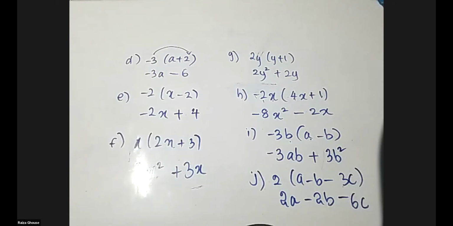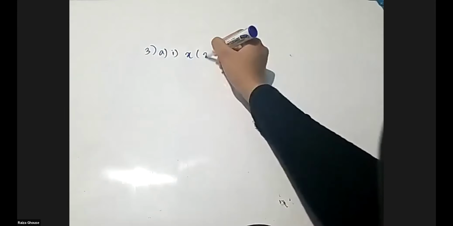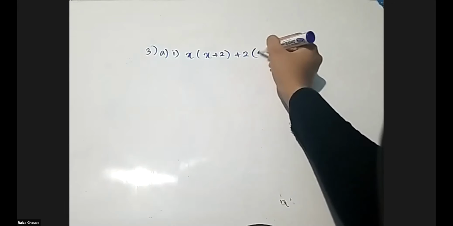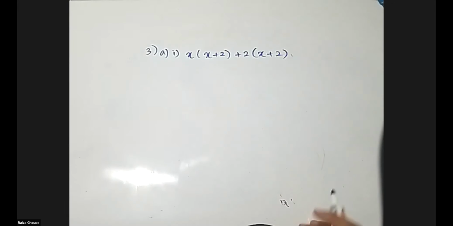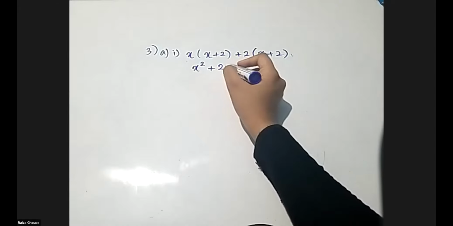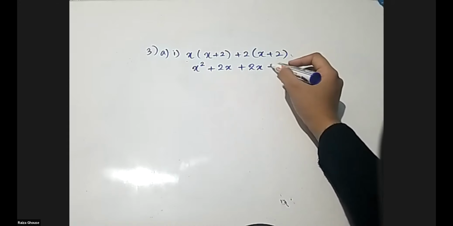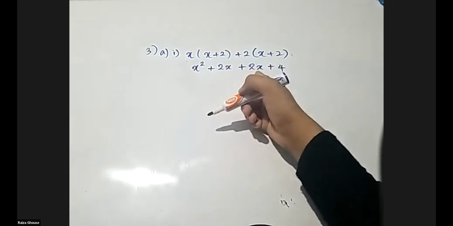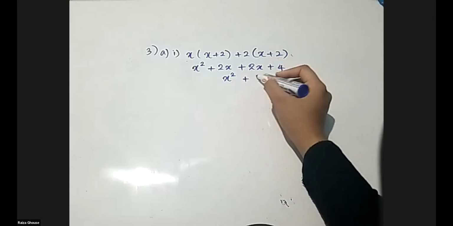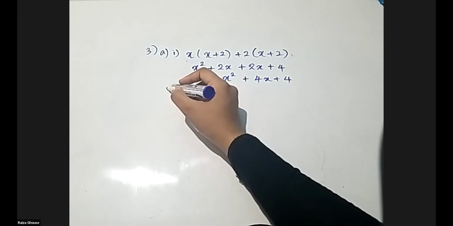Now I'm going to clear the board. Third question part A, children, that was the thing I taught you last. Okay, now look at the board. X into x plus 2 plus 2 into x plus 2. I'll be discussing very quickly. X into x is x squared. X into 2 is plus 2x since both are positive. Plus 2 into x is plus 2x. Plus 2 into plus 2 is plus 4. And here I can see like terms are there. So my final answer will be x squared plus 4x plus 4 here. Check your answer. If anything is not clear, ask me again, I'll explain.